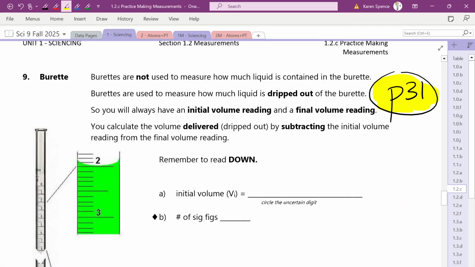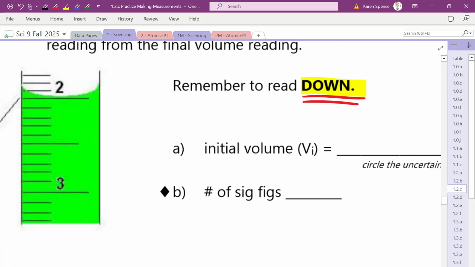All right, so here's our burette, and remember that burettes read down. When we have a quiz on this, I will say that these ones read down, just to remind you, because you're in grade 9 and you might forget. Now, do you guys know what the word initial means?